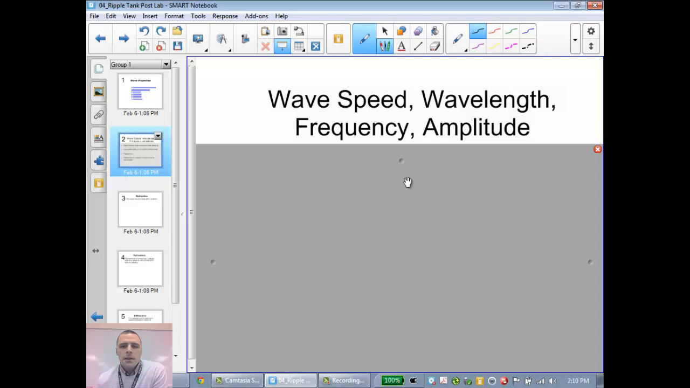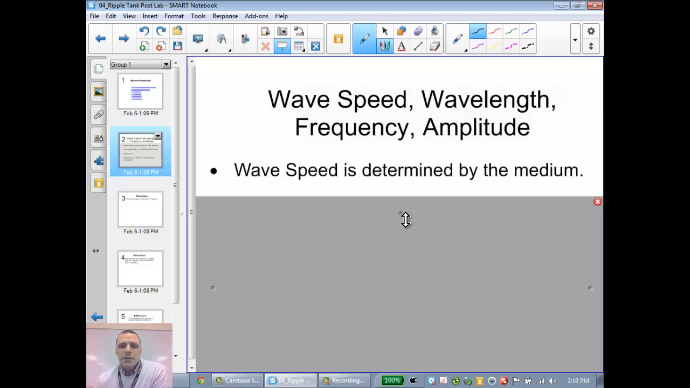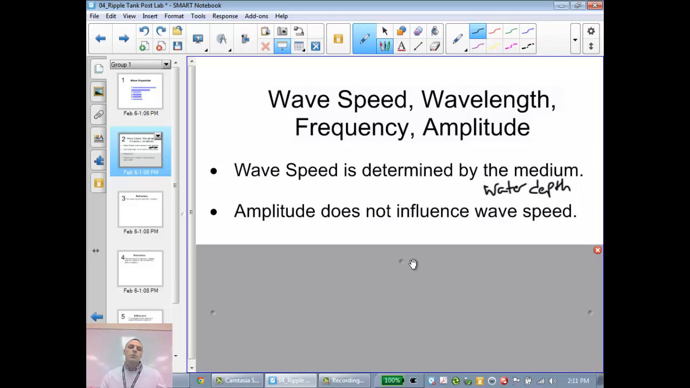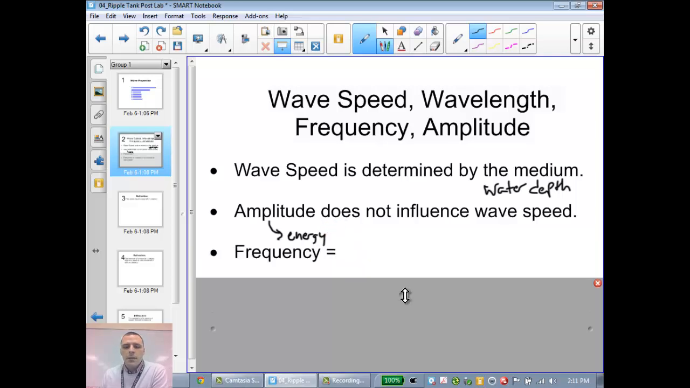In terms of the basic wave properties, the first thing I wanted to mention is that wave speed is determined just by the medium. And in your lab, the medium is simply the water depth. We're only using water, and if you change the depth, you'll change the medium, and therefore change the speed of the wave. One thing that will not influence the speed of the wave is the amplitude. Now, you can make a bigger amplitude by pushing in the water more. What that will do is change the energy, but it will not impact the wave speed.